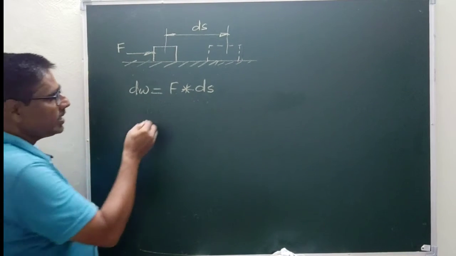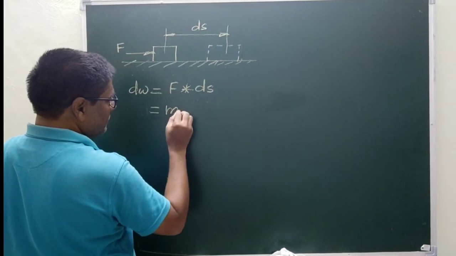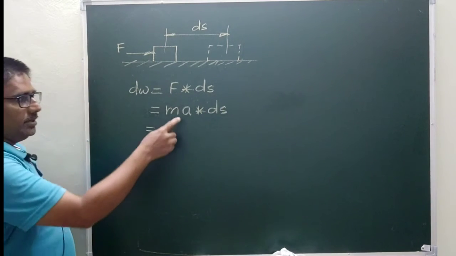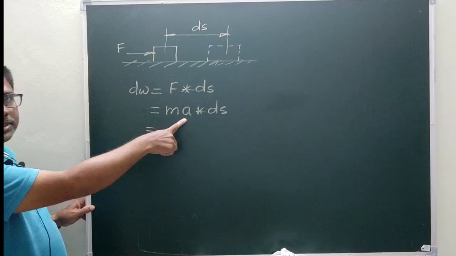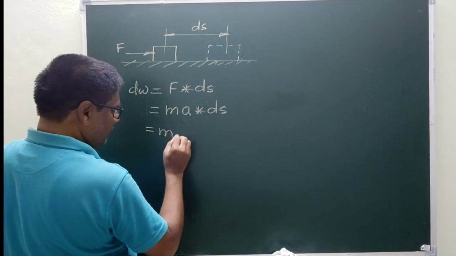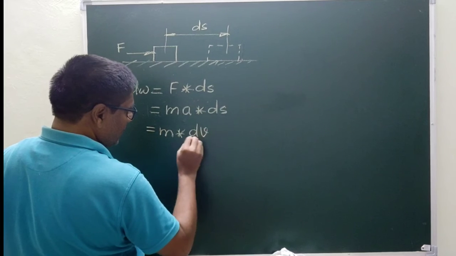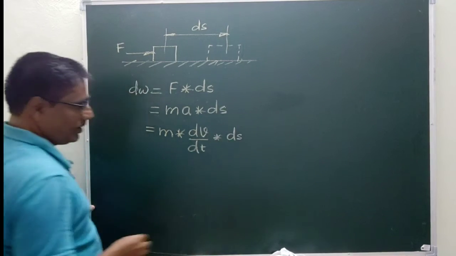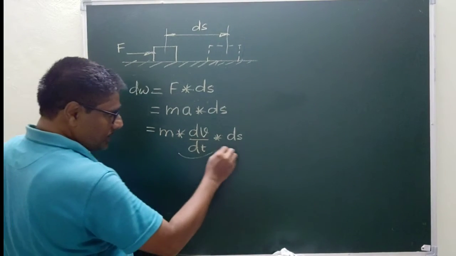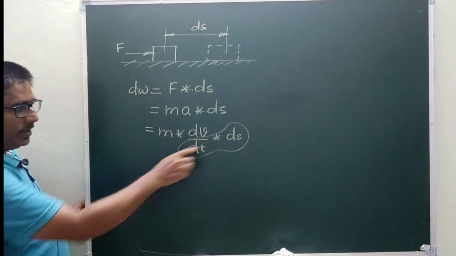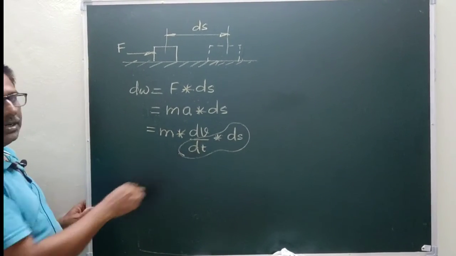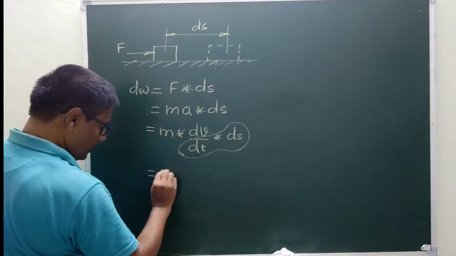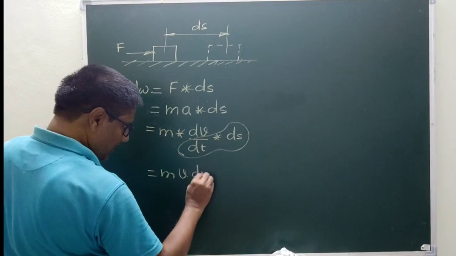As we know, force is equal to mass into acceleration, into ds. Acceleration is the rate of change of velocity with respect to time, so m into dv by dt into ds. If I write these two things together, ds by dt, what is it? It is the rate of change of displacement with respect to time. It is velocity. Therefore, I can write m v dv.